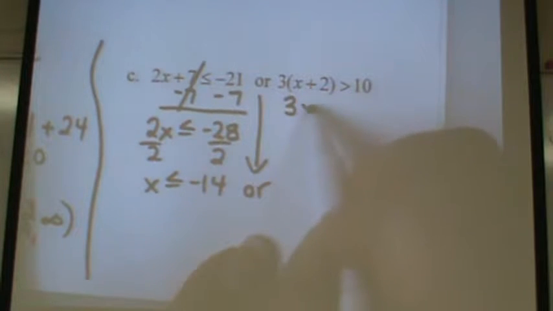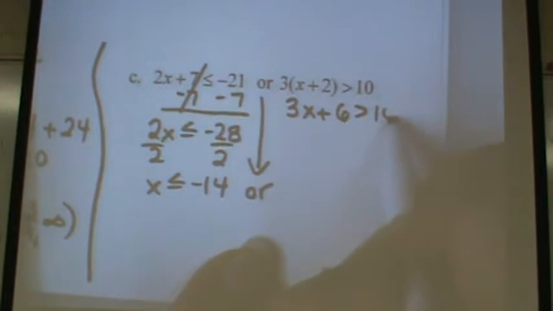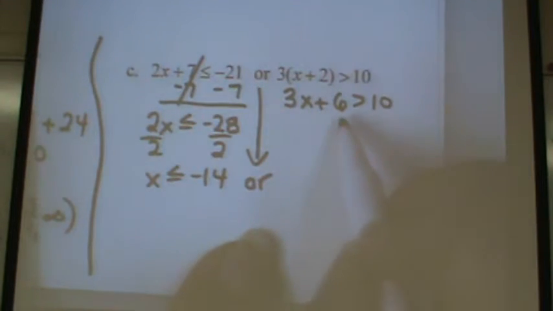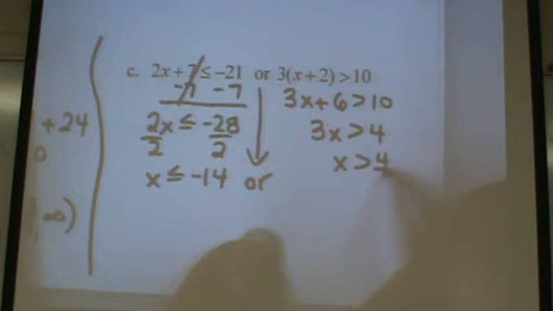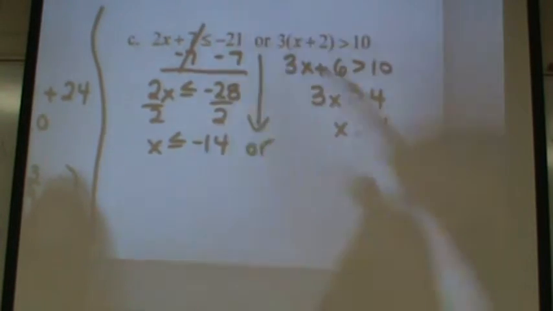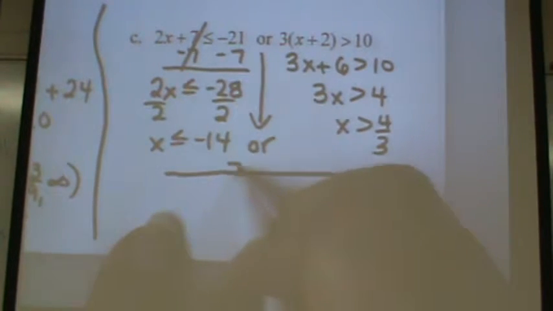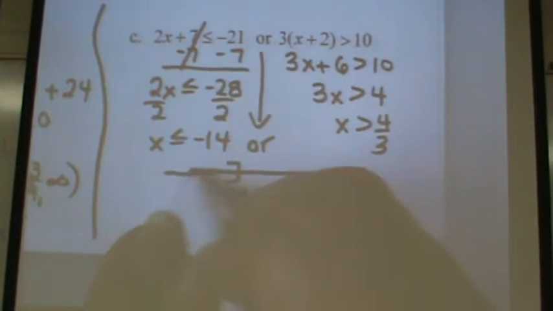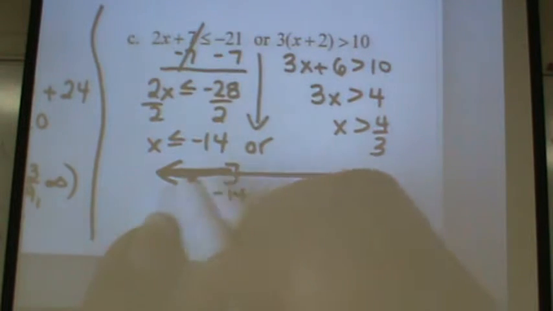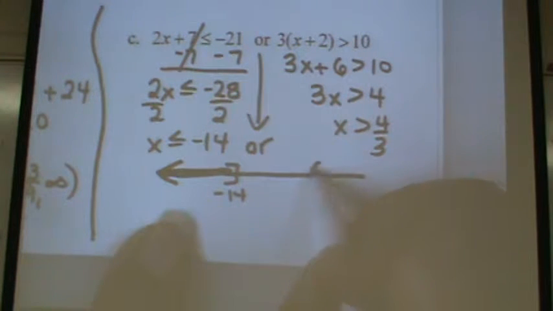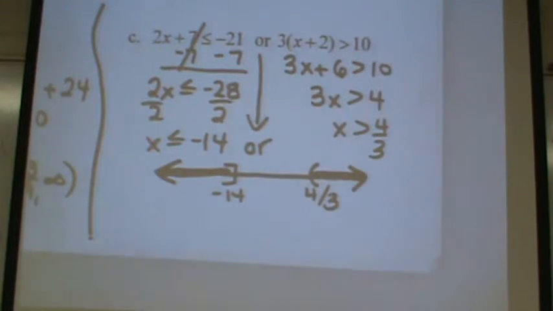And then on this side, 3x plus 6 is greater than 10. Subtract 6, sorry, and you get 4 and divide by 3. Easy stuff. So let's draw this graph. What does it look like? It would be at negative 14, and you would shade this way, left, and a parenthesis at 4/3, and you would shade this way. Can anyone give me the answer in interval notation?